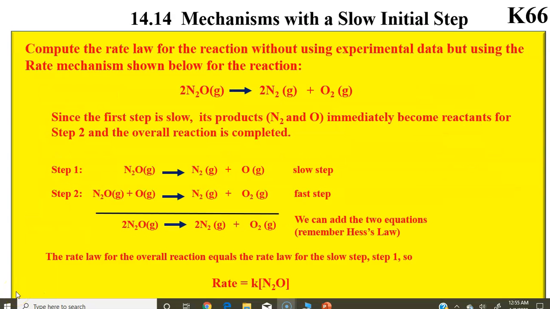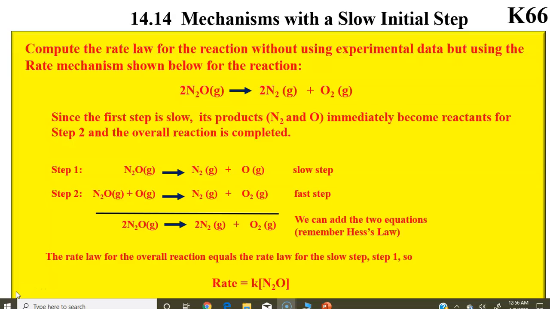Okay, so now we're going to look at two examples, and the two examples differ, so we're going to talk about how they differ. This is to use the elementary steps to produce the overall reaction. So compute the rate law for the reaction without using experimental data, but using the rate mechanism shown below for the reaction. The overall reaction that we're trying to produce here is 2N2O produces 2N2 plus O2. Since the first step is slow, its products N2 and O immediately become reactants for step 2, and the overall reaction is completed. So think about that.